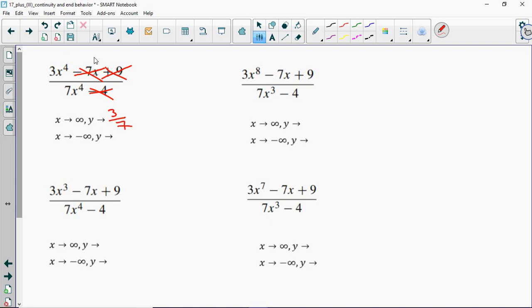And actually, that's going to be our horizontal asymptote for both of these, because whether I put in a really big positive number or a big negative number, they're both going to end up being canceled in the end anyhow.